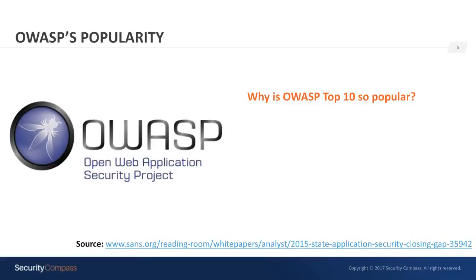So why is OWASP Top 10 so popular? We looked at some research, we did our own research, and we also looked at a 2015 paper from SANS. It was a white paper that talked about the state of application security. We found that it nicely explained some of these reasons, and they make logical sense when you think of it. It's a connect-the-dots kind of thing, right?